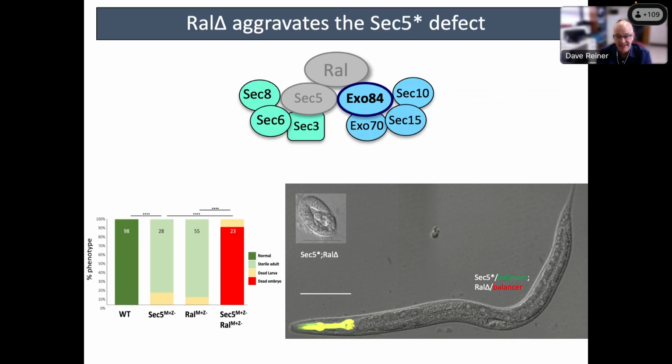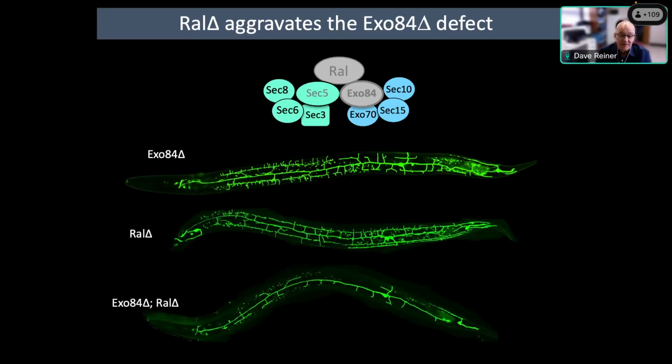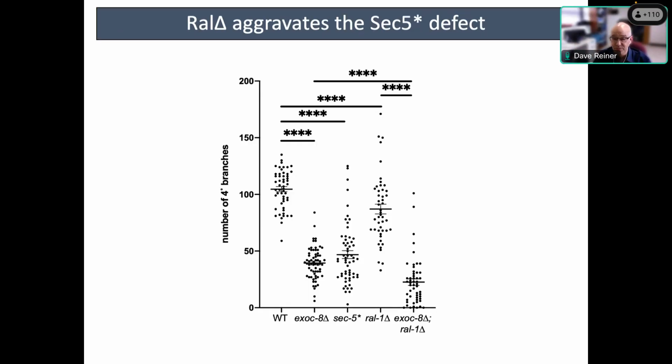Next slide, please. One of these is the PVD neuron arborization, shown here are single mutants and the double mutants. So as you decrease exocyst function via mutant combinations, you get a decrease in arborization of these neurons, which had already been established to be dependent both on exocyst and recycling endosomes. Next slide, please. And those data are quantified here. The exocyst XO8 RAL double is the worst. We don't show SEC5 RAL because they're dead. They don't make it this far.